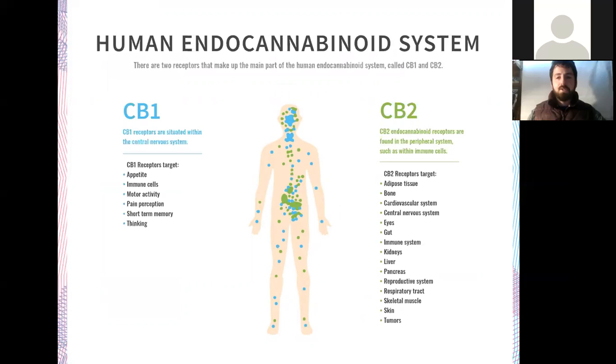CBD interacts indirectly with these two systems, but it stimulates the endocannabinoid system to produce its own natural cannabinoids, and it also inhibits the breakdown of them so they can stay around in the body longer. With CBG, it does interact with CB1 and CB2 receptors, but more weakly. But it does increase the body's endogenous anandamide, which is one of our own endocannabinoids. And that's involved in pain, depression, appetite, and memory.